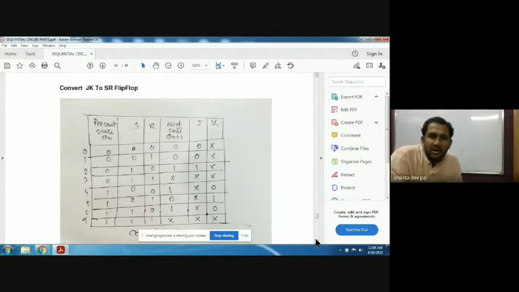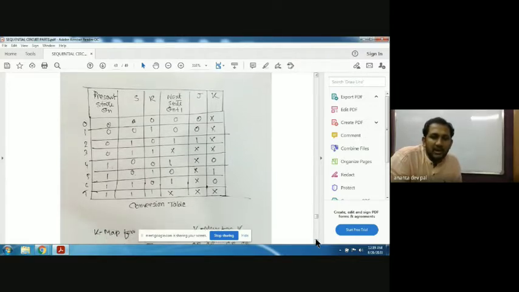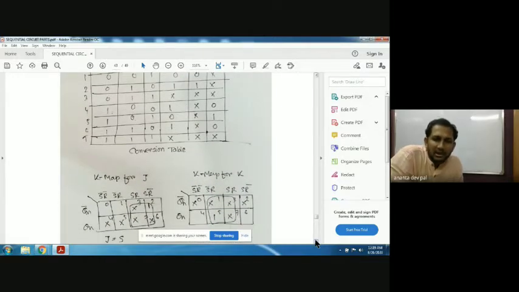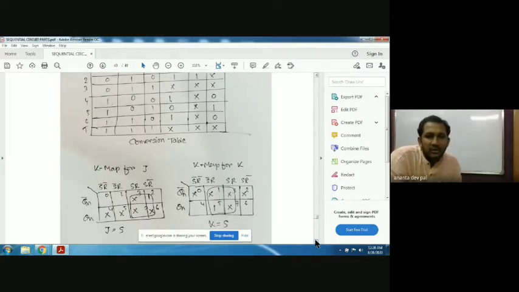So this is the conversion table. Now the K map, and finally the logic diagram. The K map is constructed from these three inputs, Q N, S and R, for J and K. So this is the concept through which we can design the conversion process. Finally, we have to draw the logic diagram.